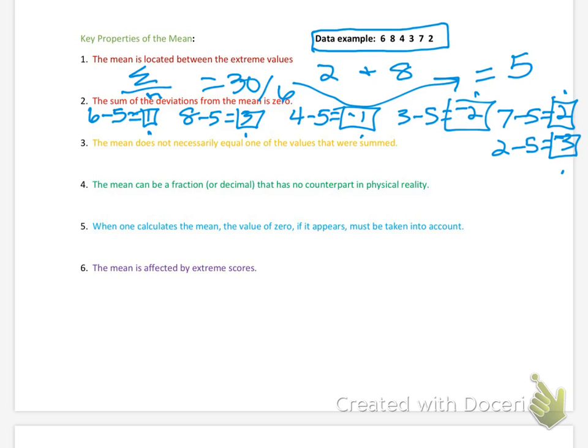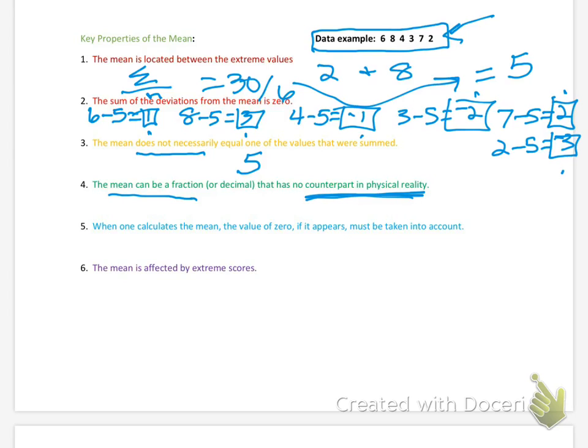Okay, then the next one, the third key property. The mean does not necessarily equal one of the values that were summed. So the values that are summed are the values in your data set. So my mean was 5, and 5 is not a member of this data set, but yet it is the mean. Okay, the mean can be a fraction or a decimal that has no counterpart in physical reality.